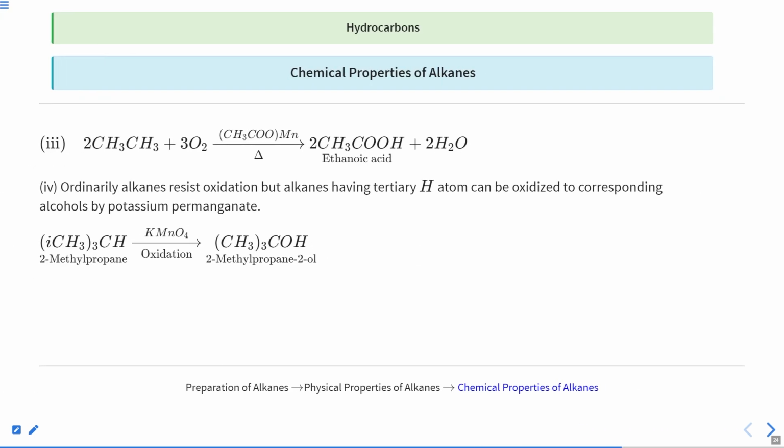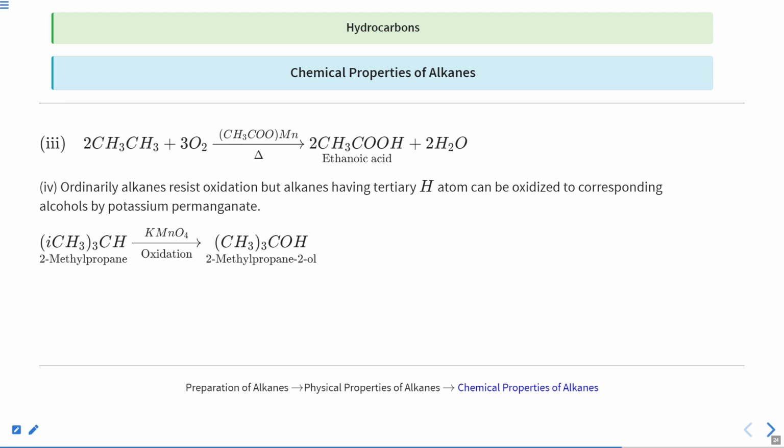Next example, we have ethane here. So we are reacting it with oxygen in the presence of a catalyst, which is a salt of acetic acid. It's simply a salt of acetic acid with manganese that results in ethanoic acid.